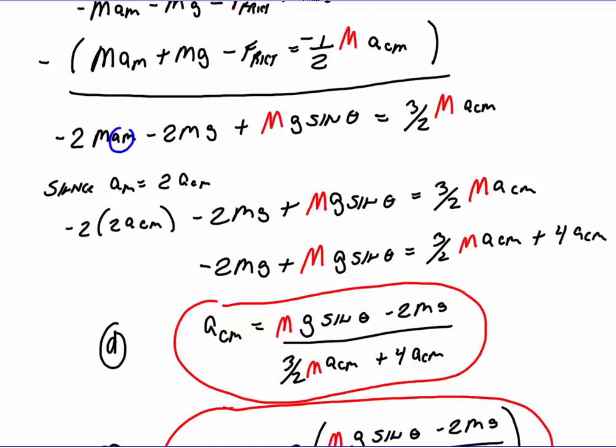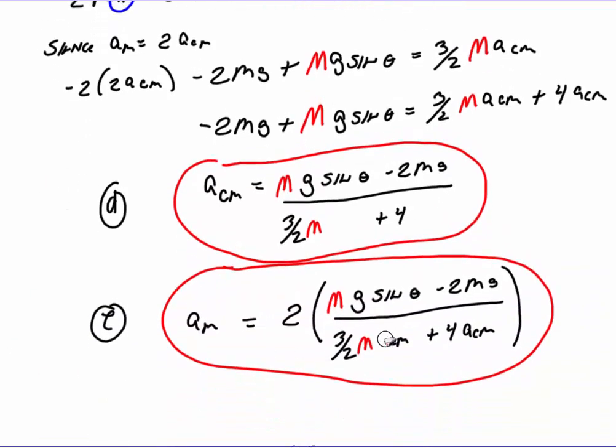Oops, right there's a mistake. I need to get rid of that. I need to get rid of this right here. Sorry about that. So it'd be 3/2 big M plus 4. And let's do the same thing here.